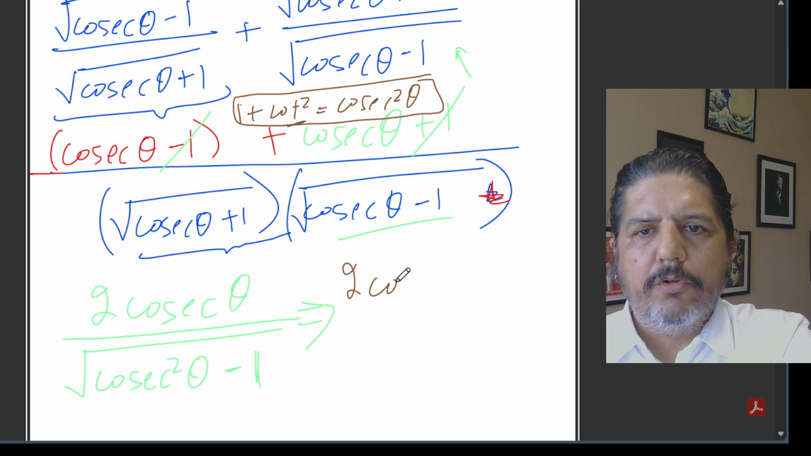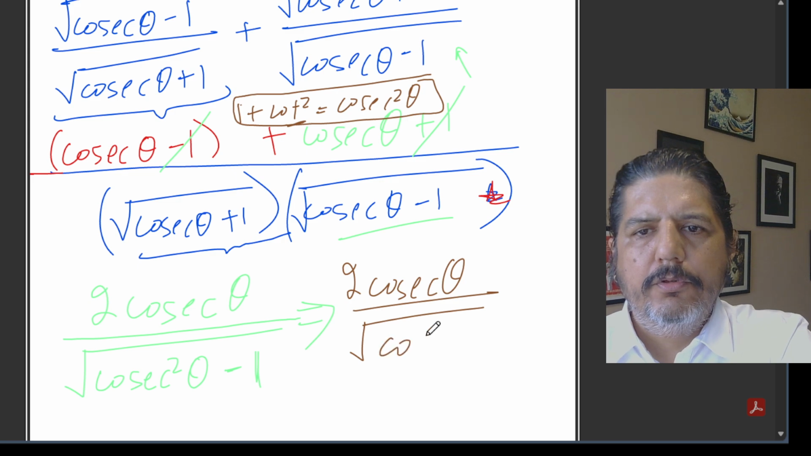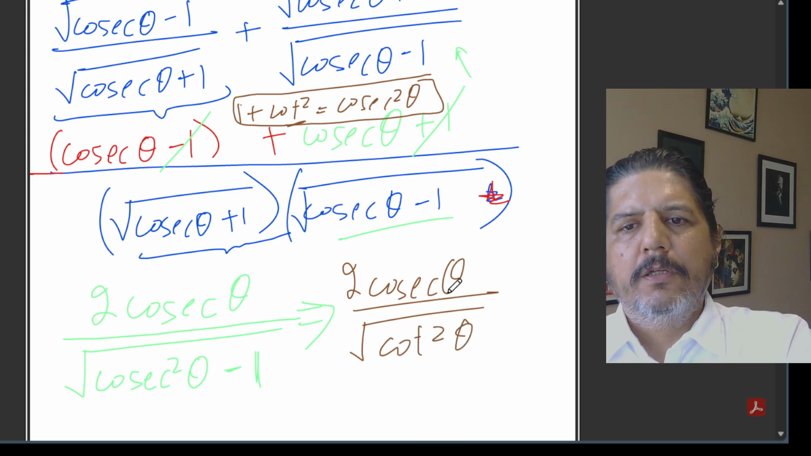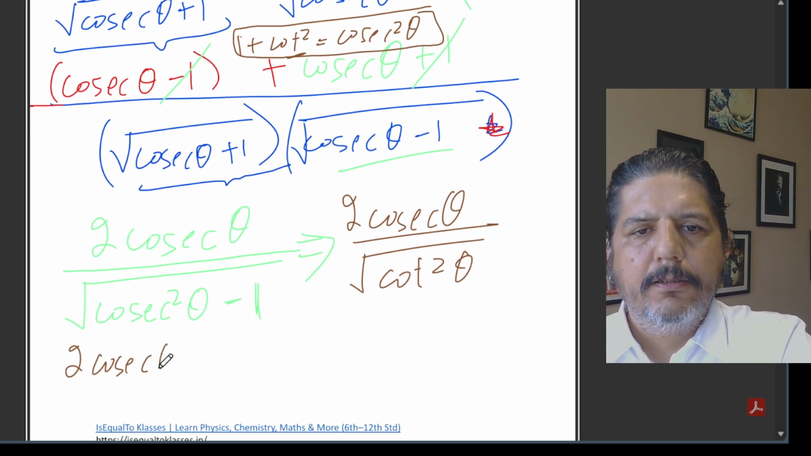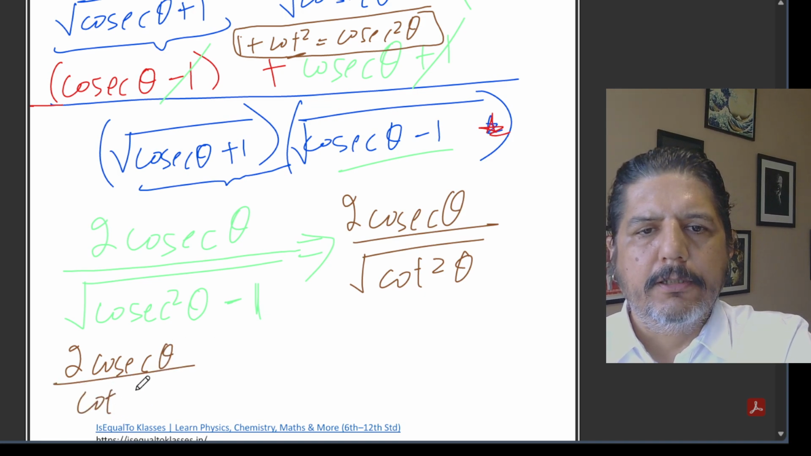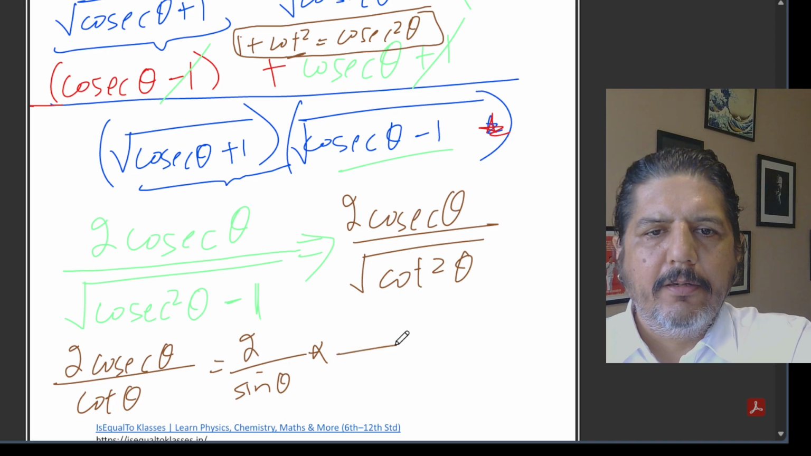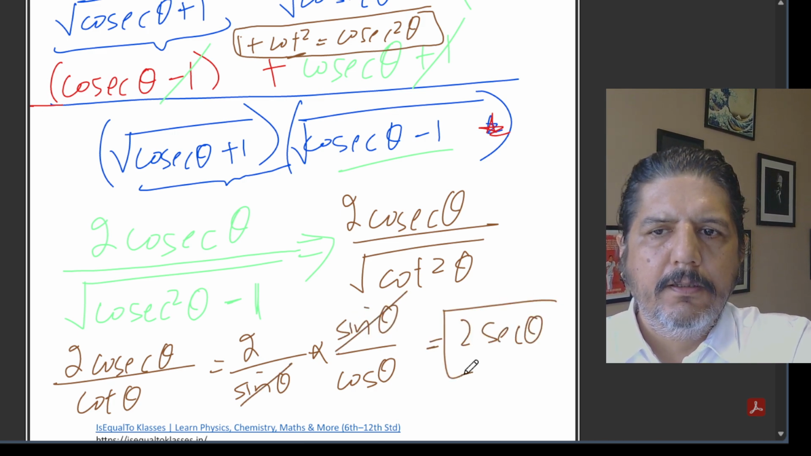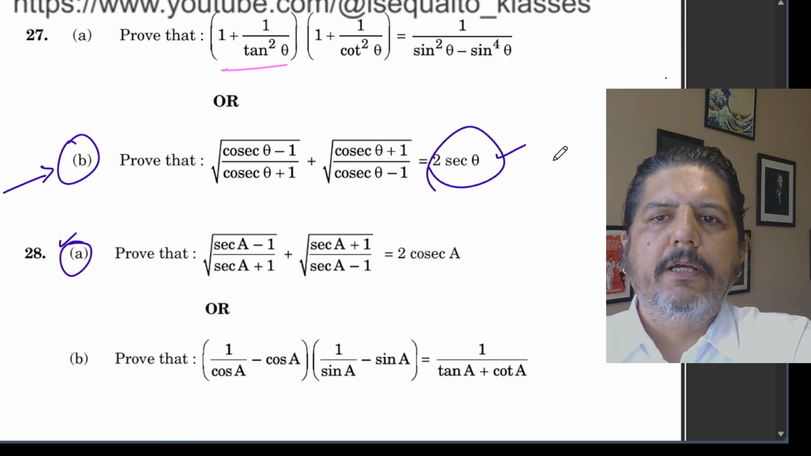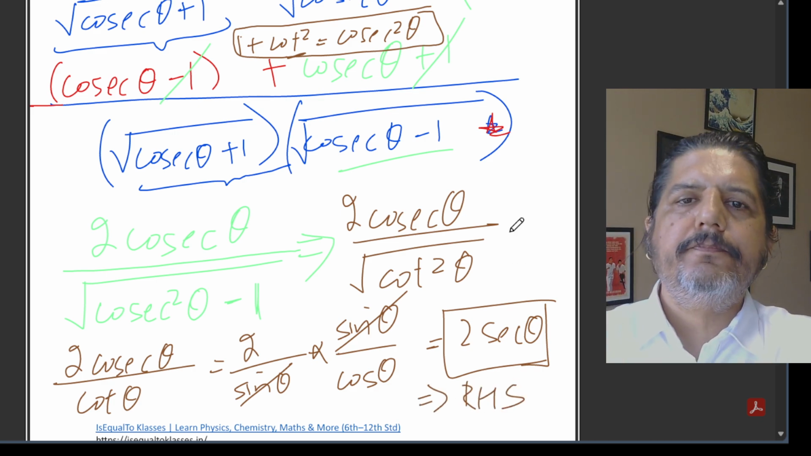So this will be equal to 2 cosec theta on square root of cot square theta. The square root of cot square theta would be cot theta. So this will be 2 upon sin theta multiplied by cot theta, which is cos theta by sin theta. And this cancels, so this will be 2 sec theta. So 2 sec theta is my right hand side. So this is how this question is done. This is equal to the right hand side.